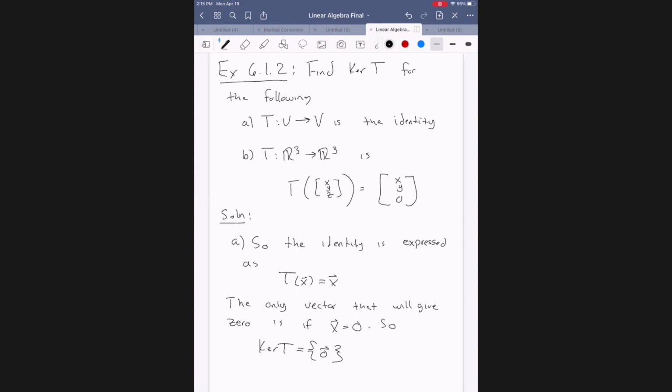Okay, what about the next one? So this linear transformation has the rule, you give it a vector, and it gives it back to me with the first 2 components, but the third one it makes 0, okay? So let's see. So B, for T of x, y, z is equal to x, y, 0. What are the things that would give me the 0 vector? There are actually a million things that would give it to me.